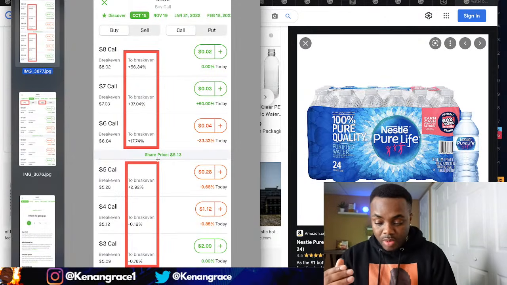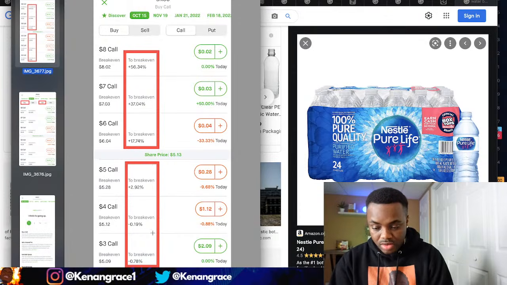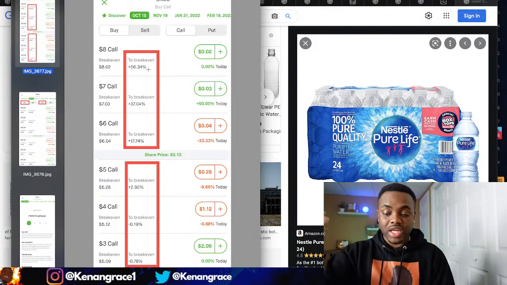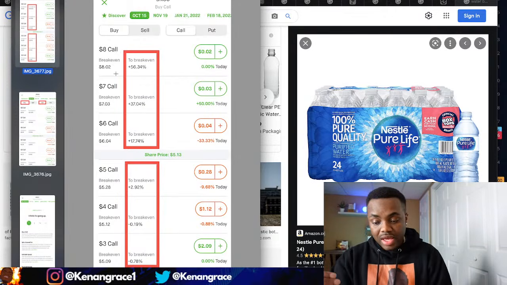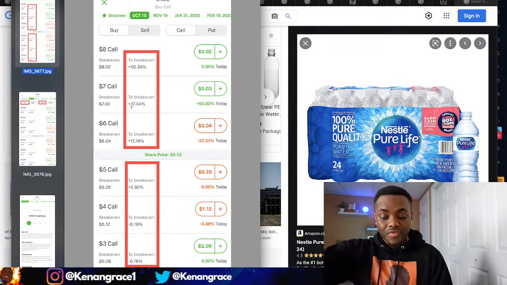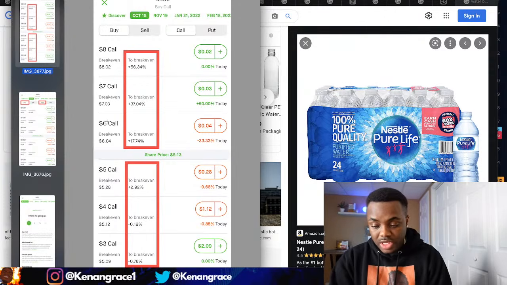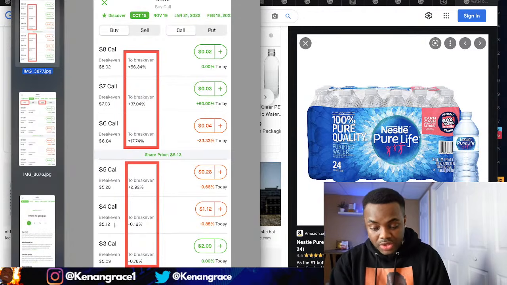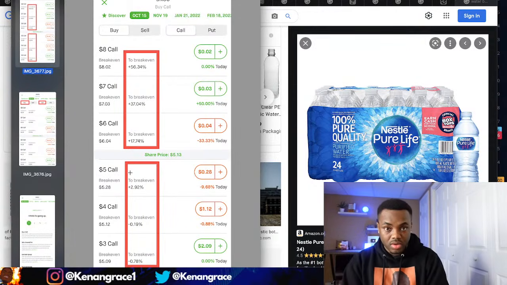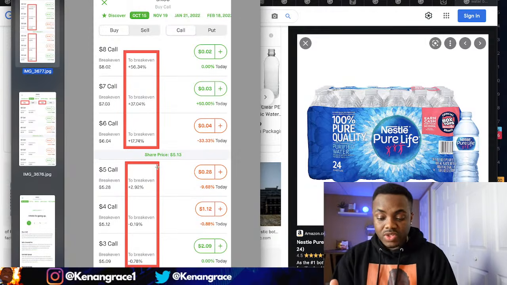Now, at this current point, everything under here is called in the money. Everything above $5.13 is out of the money. So let's take a look. 8, 7, 6. These are out of the money because all of those numbers are higher than $5.13. Now, $5 flat, $4, $3, all of these numbers are lower than $5.13. So these are considered in the money and these are considered out of the money.